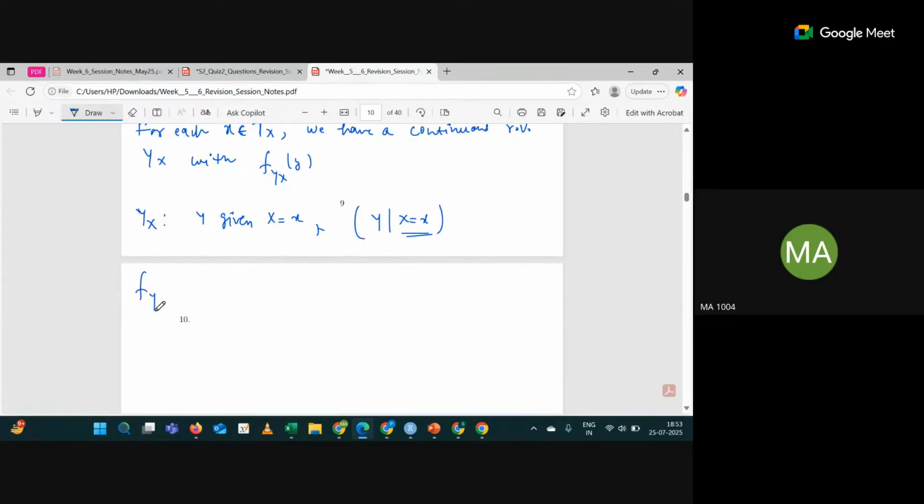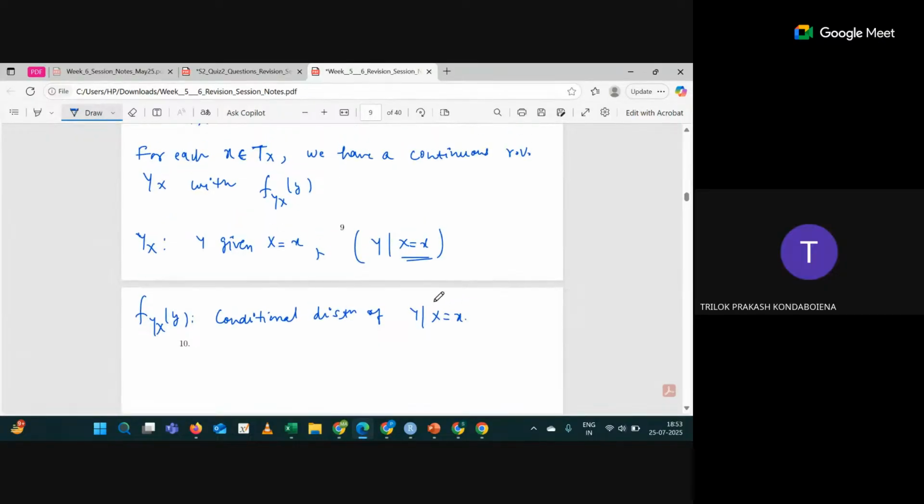Now, what is f_{Y|X}(y)? This is nothing but the conditional density. Are the notations clear so far? When you say conditional density, it is a probability density, right? Yes, conditional probability density for each x. We will solve some questions that will give you the idea.